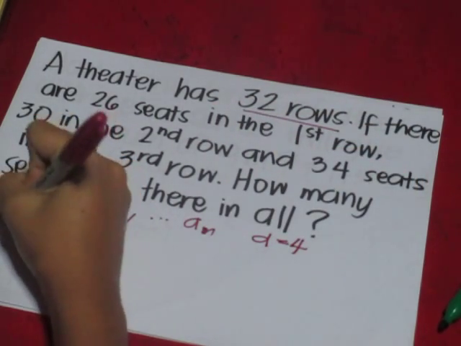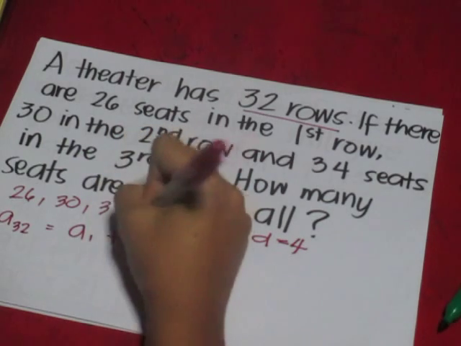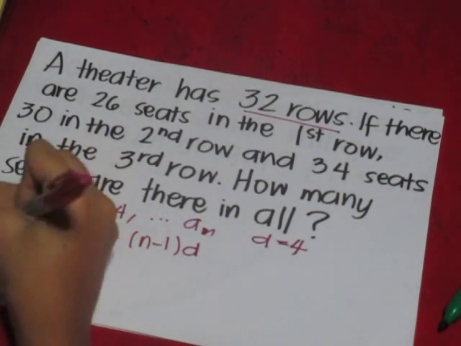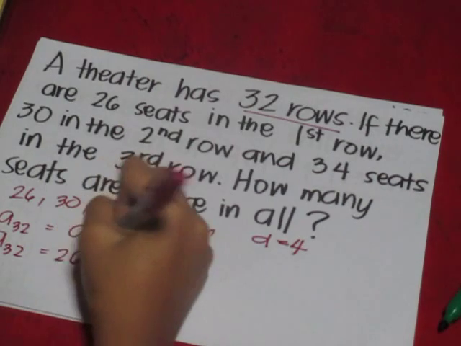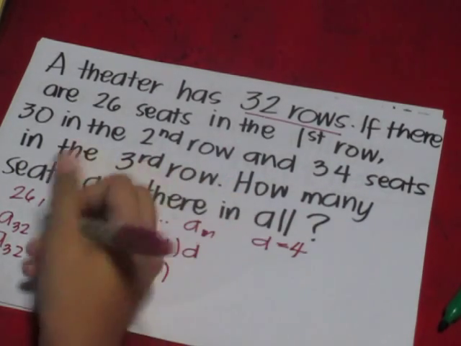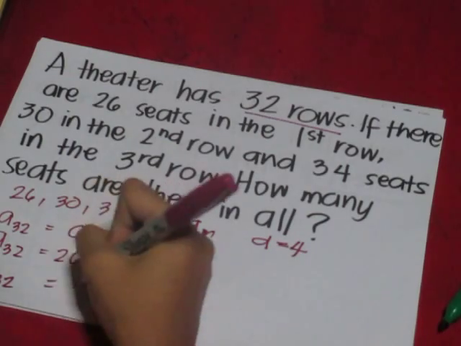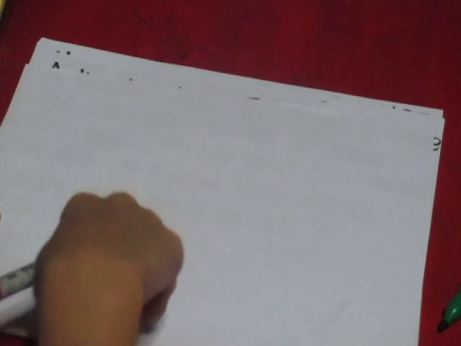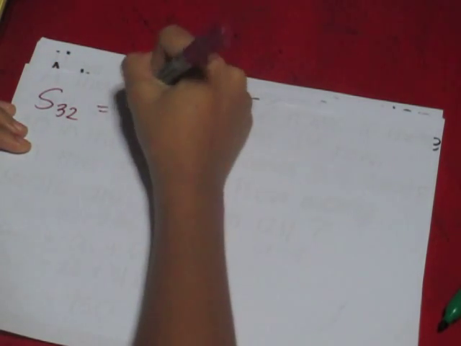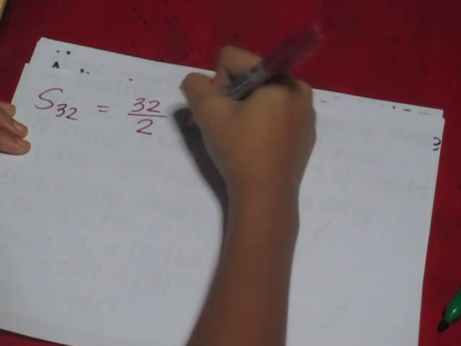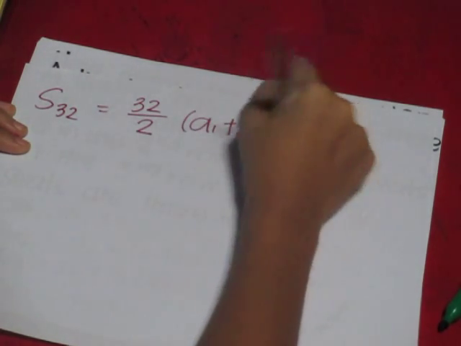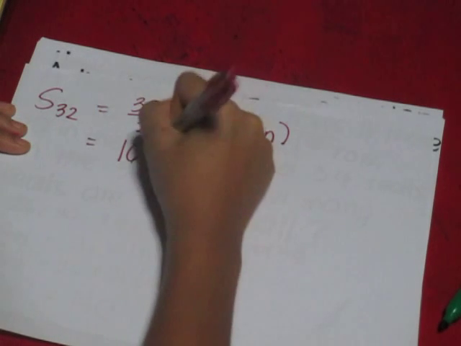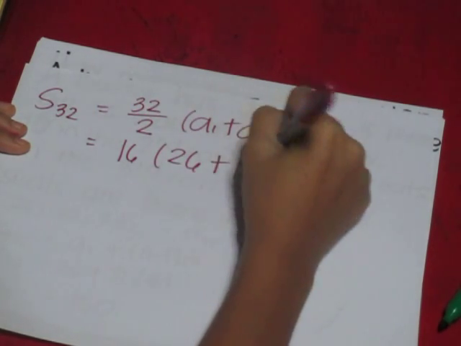So that's a sub 32. So a sub n is a sub 1 plus n minus 1 times d. And a sub 32 is equal to 26 plus 31 times 4. And our a sub 32 is 150. Now, we're going to find the sum. That's s sub 32 is equal to 32 over 2 times a sub 1 plus a sub n, is equal to 16 times 176.